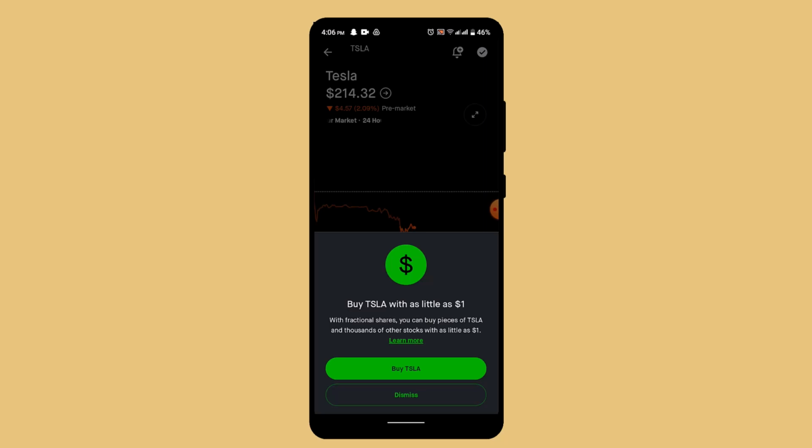After that, you need to place the limit sell order. This order will be executed if the market price reaches or exceeds your specified limit price. So in that way, you can set take profit on Robinhood.